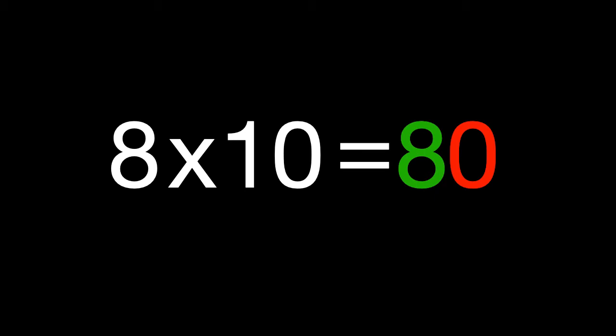Let's look at the colors in the answer, the green and the red. The 8 in the 80, of course, came from the 8 times 10. And the red comes from the single 0 that is in the 10. So you can think about the 80 coming from both the 8 and that single 0 that's in the 10.